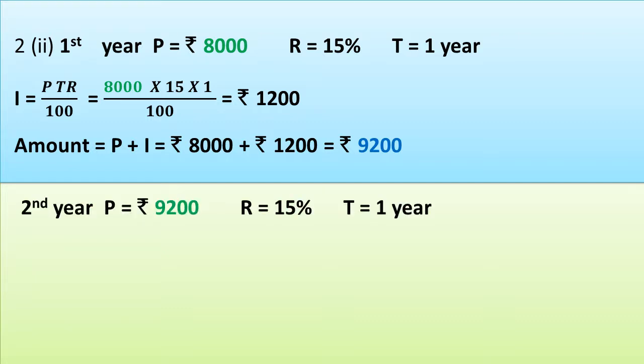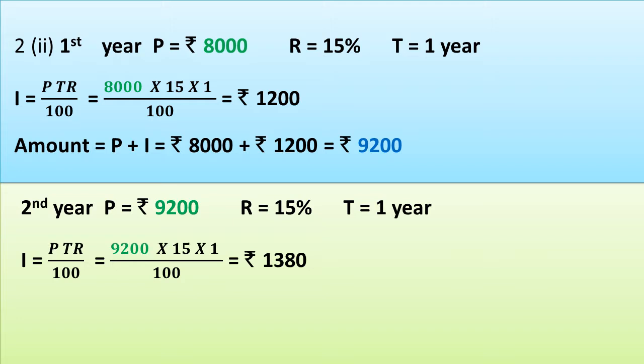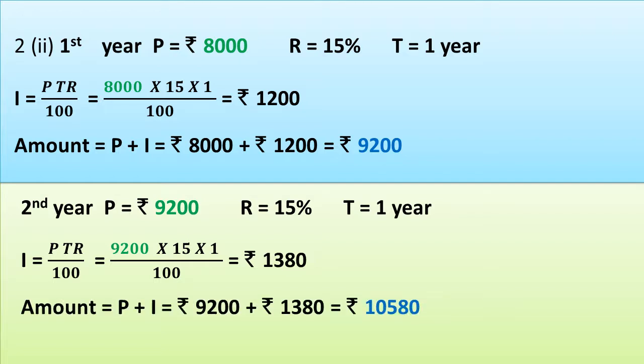the second year. Consider principal as 9,200, rate as 15%, time as 1 year. Calculate the interest to be paid, that is equal to rupees 1,380. Then the amount to be paid at the end of the second year is 9,200 rupees plus 1,380 rupees, that is equal to 10,580. It is said in the question to calculate the compound interest for 2.5 years.